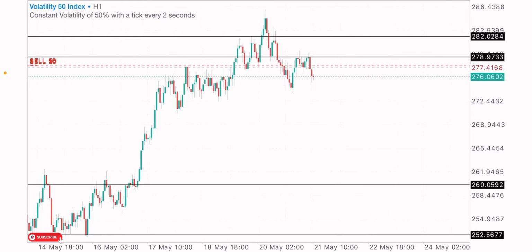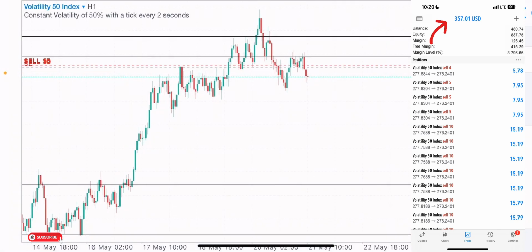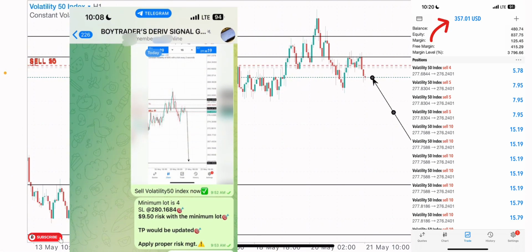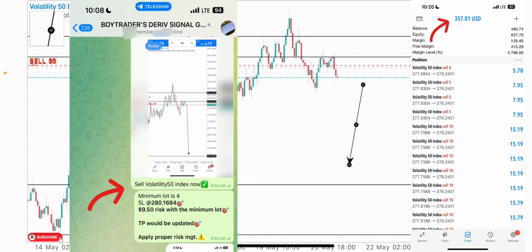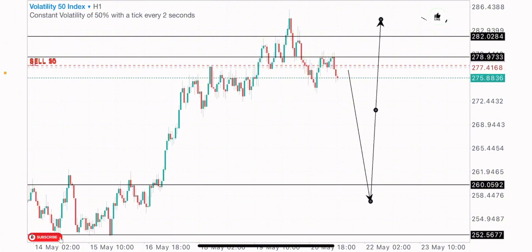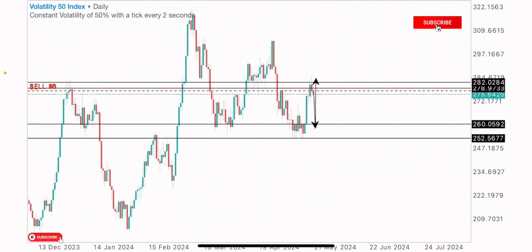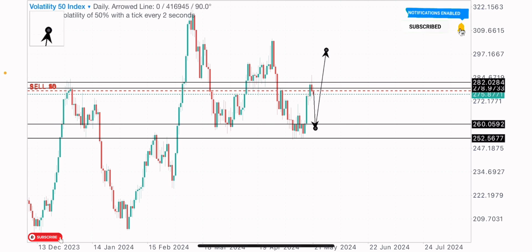Wagwan guys, so I took these sells on the VIX 50 index and I shared this signal to my VIP members. I'm still expecting more sells basically. Expecting price to sell to this zone, price to sell to this other block level for the buys. I was able to identify another block level on the 4-hour time frame for the buy continuation basically.